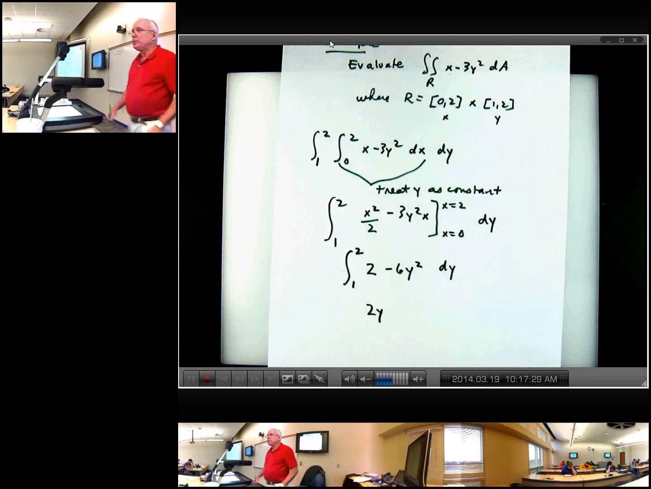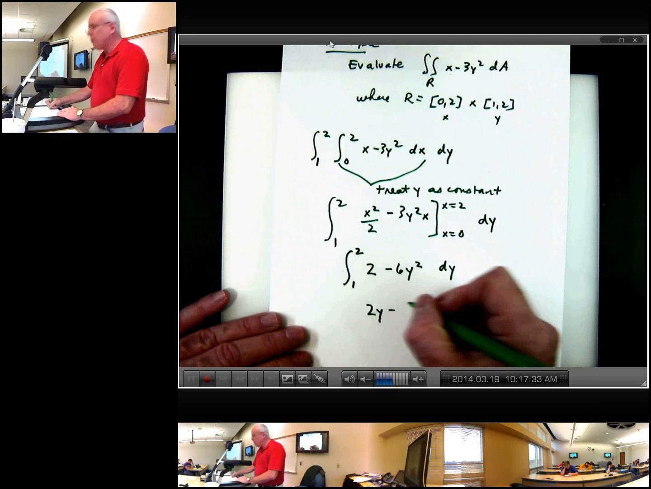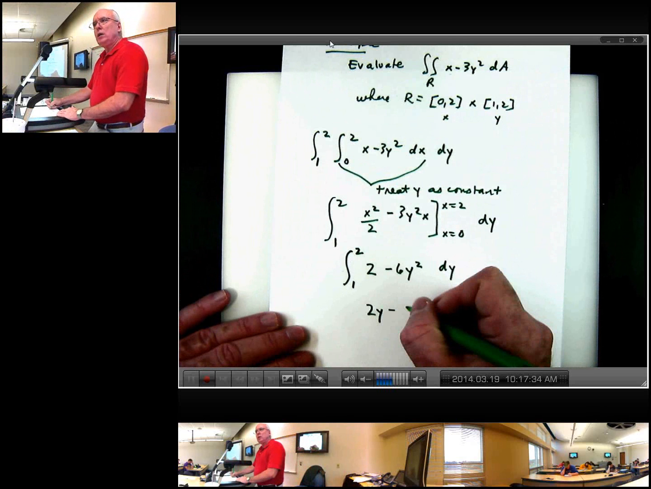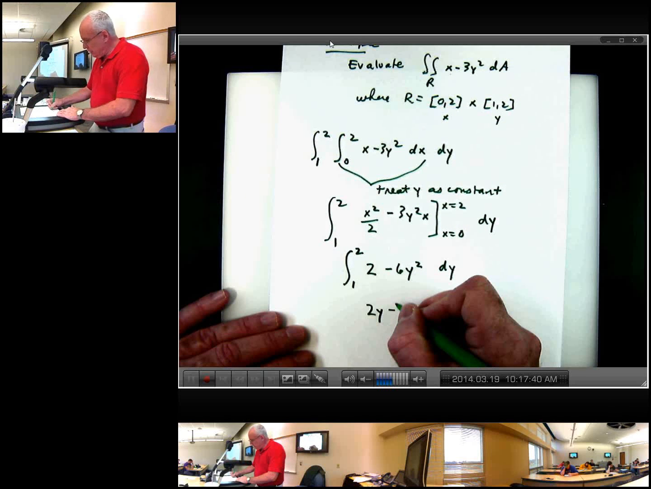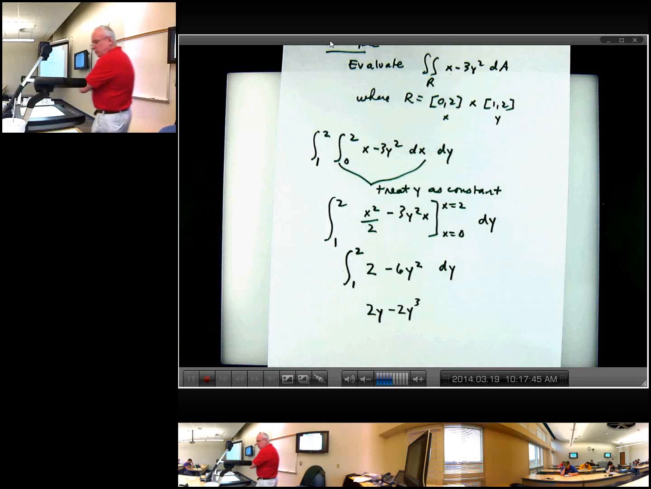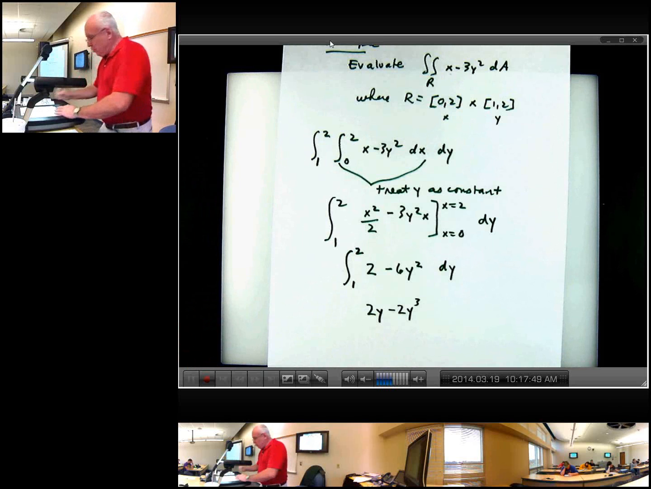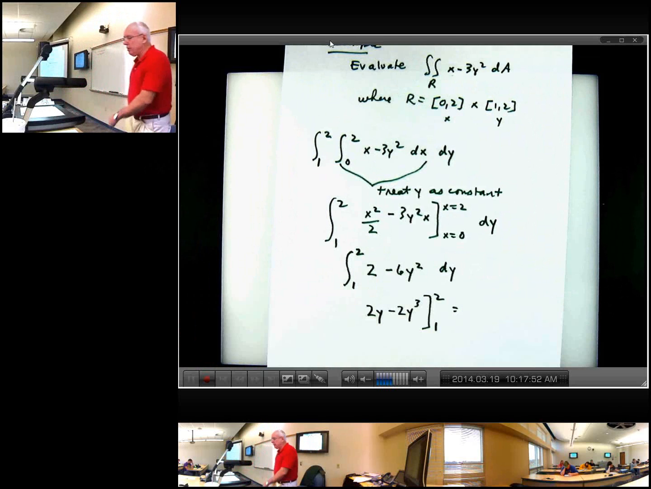And minus 6y squared is going to become minus 6y cubed over 3, minus 2y cubed. And we're going to evaluate that then from 1 to 2 and get our answer.